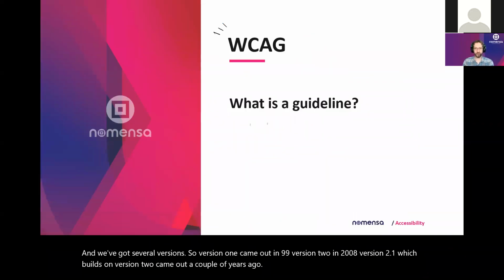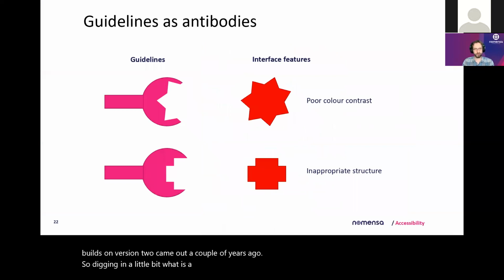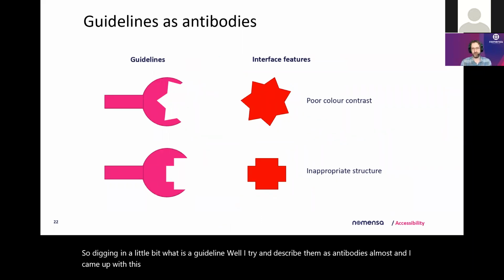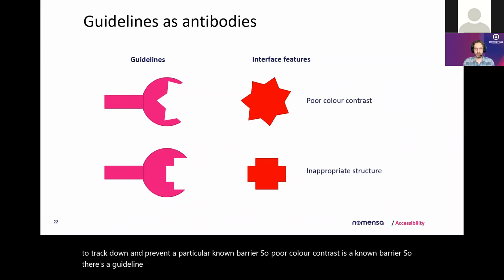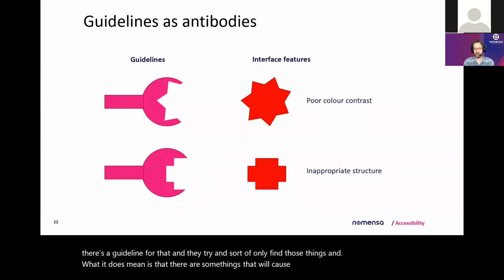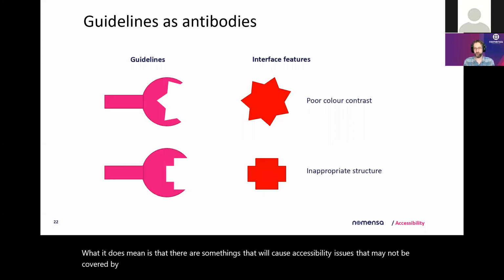So digging in a little bit, what is a guideline? Well, I try and describe them as antibodies almost. And I came up with this analogy well before our current coronavirus situation. But each guideline is trying to track down and prevent a particular known barrier. So poor color contrast is a known barrier, so there's a guideline for that. And they try and only find those things. And what that does mean is that there are some things that will cause accessibility issues that may not be covered by a guideline because it's difficult to come up with a guideline to catch just that issue.